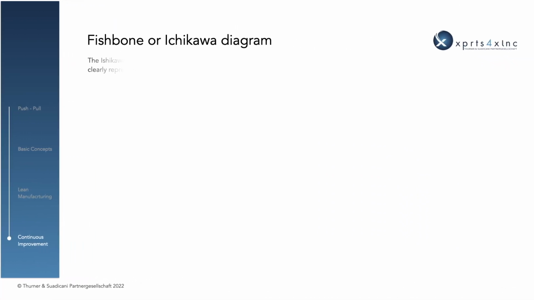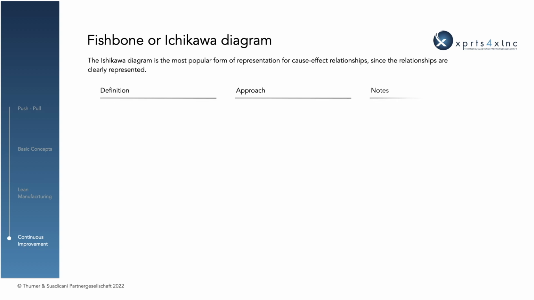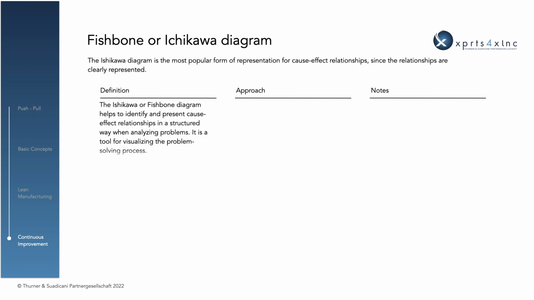The Ishikawa diagram is the most popular form of representation for cause and effect relationships, since the relationships are clearly represented. Definition: the Ishikawa or fishbone diagram helps to identify and present cause-effect relationships in a structured way when analyzing problems. It is a tool for visualizing the problem-solving process.